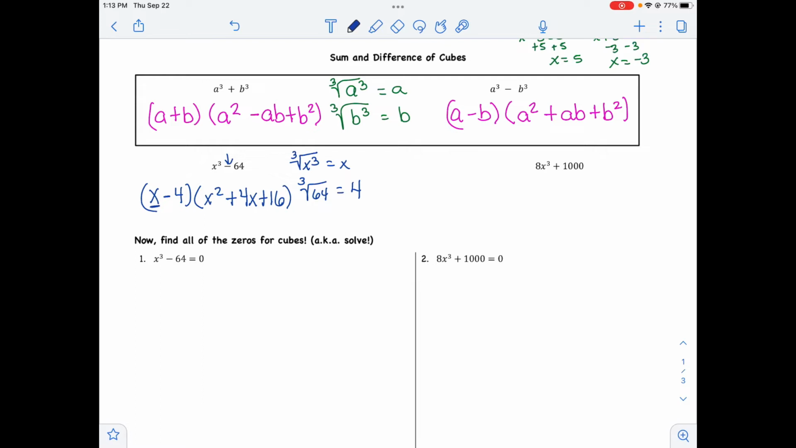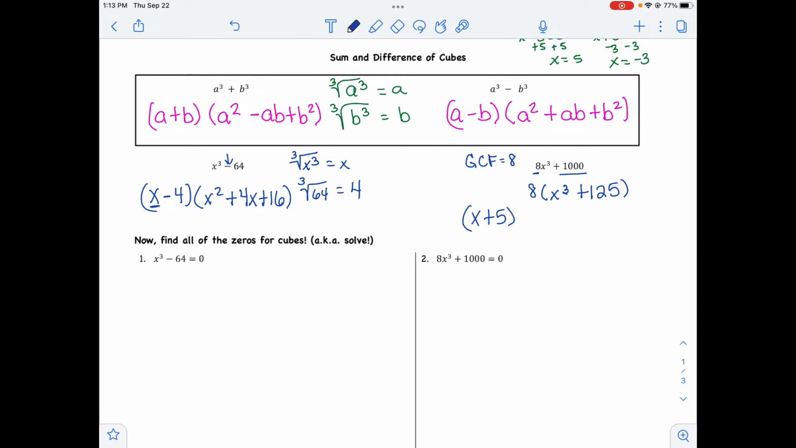Notice we didn't have a GCF in this, so I didn't pull out anything first. But on this next one, we do have a GCF. If I look at 8 and 1,000, I know that my GCF is 8. So I can pull that out first. So if I factor out an 8, I get x cubed plus 125. Now from here, I can use my sum of cubes and go ahead and set my piece up. So the cube root of x is x. The cube root of 125 is 5.